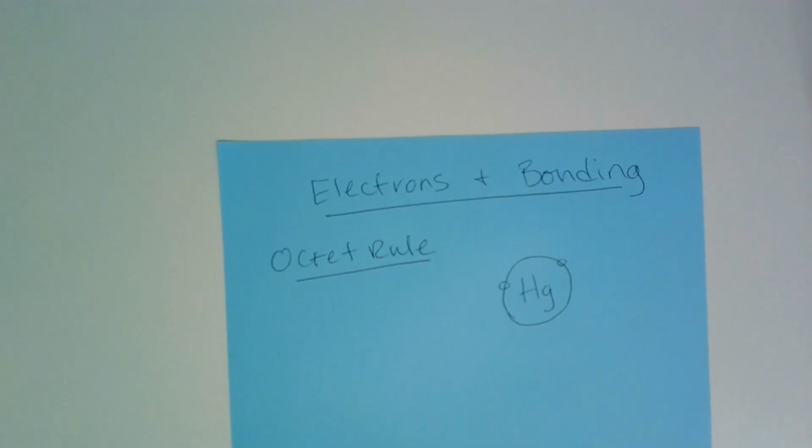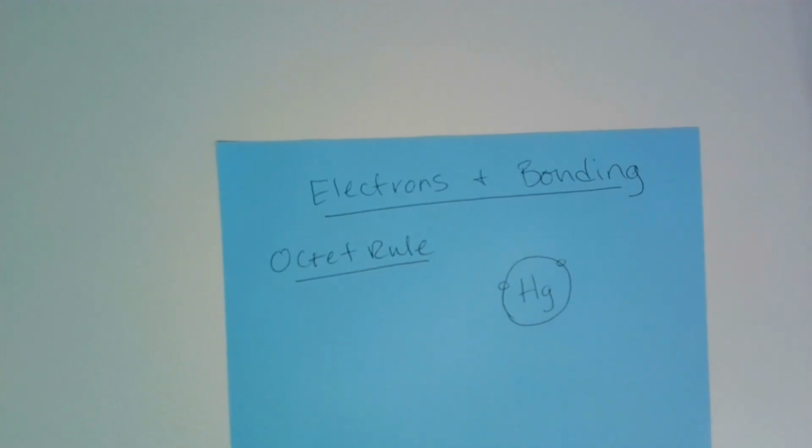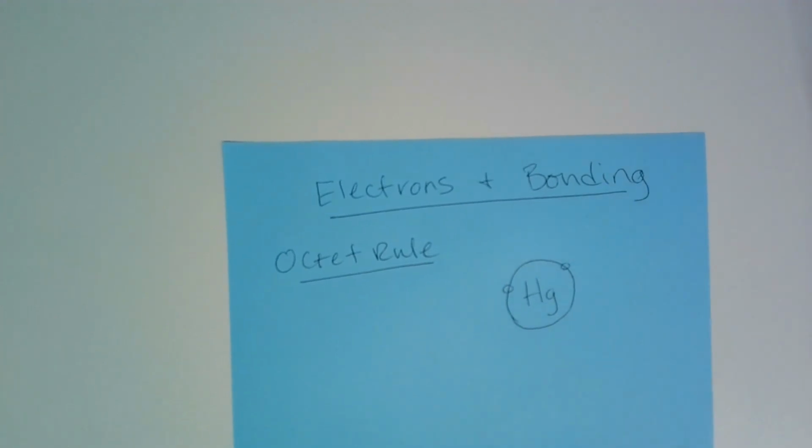Here we have mercury, and it has 2 electrons in its outermost ring. And I talked about mercury being a component of the cinnabar mineral earlier. It has a total of 80 electrons, but it only has 2 in its outermost shell. So these are the valence electrons. Those are the ones that bond with sulfur.